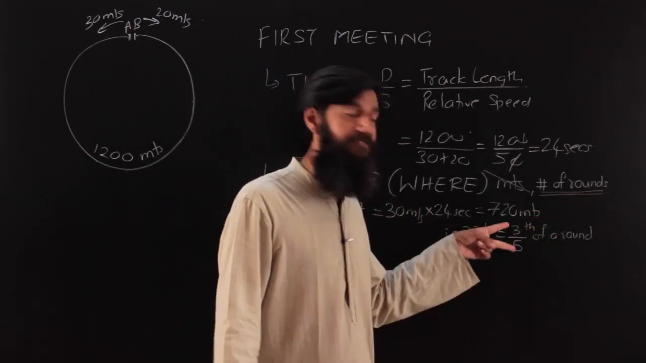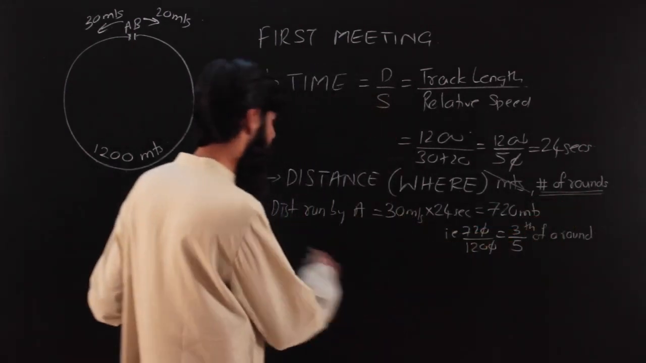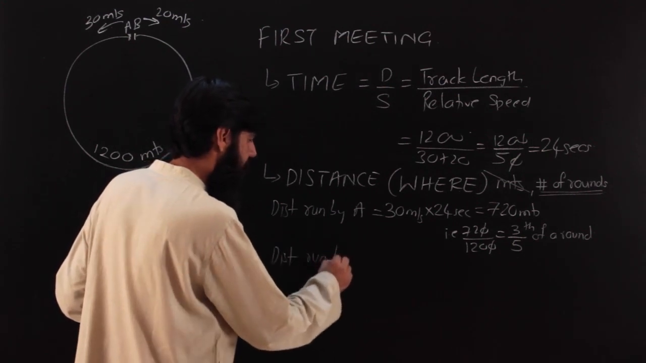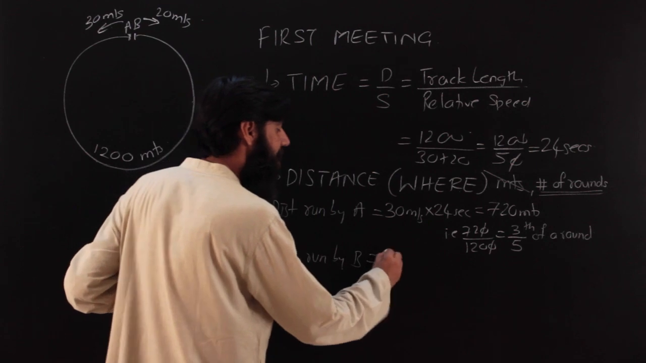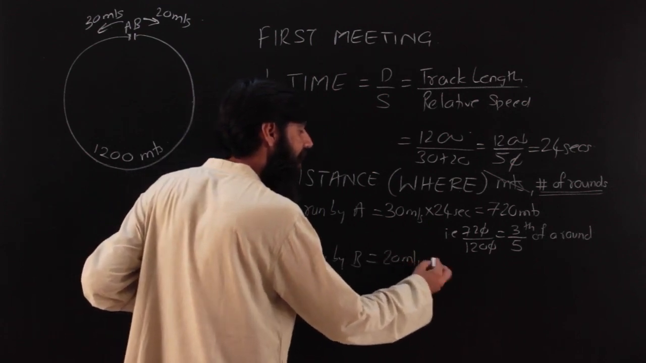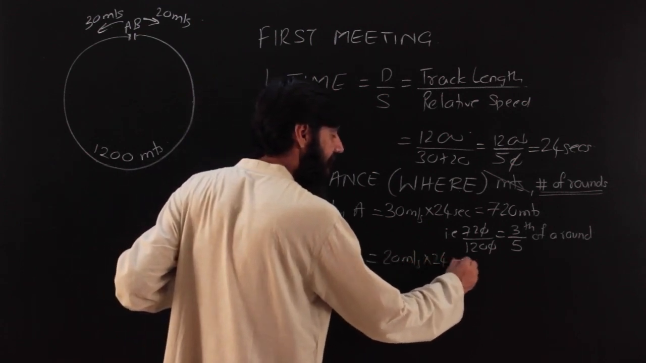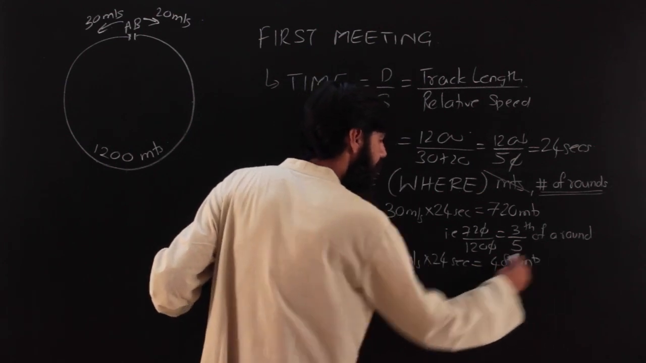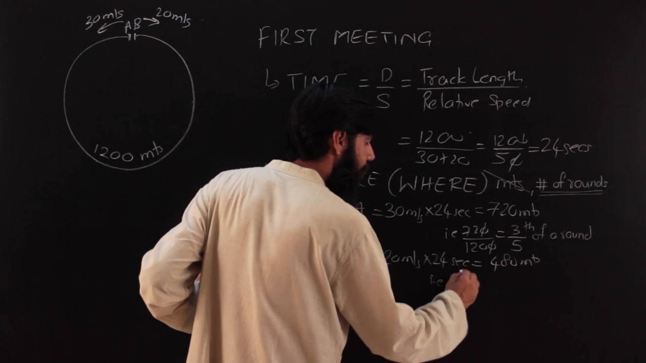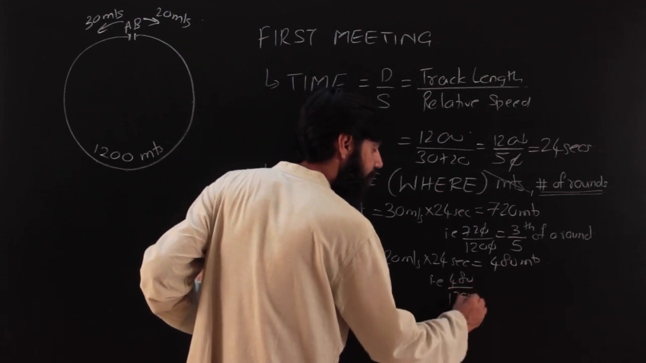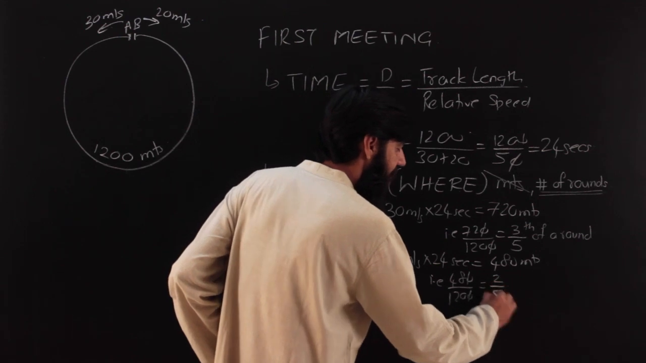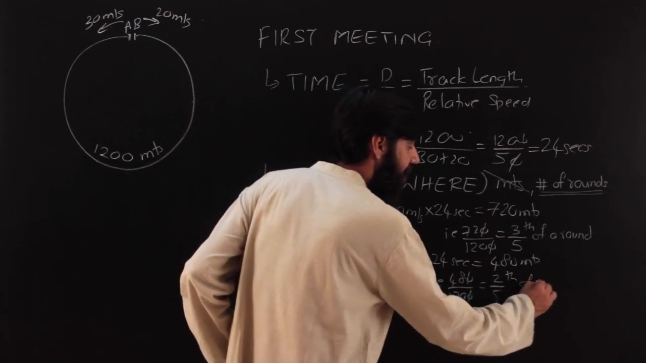Number of rounds, it could be a fraction also. 3/5 of a round. Let's see the distance run by B. B's speed is 20 meters per second. He has the same time, 24 seconds, right? Which is going to become 480 meters. And 480 meters is nothing but 480 by 1200 of a round. That is 24 twos are 48, 25 fives are 125, 2/5 of a round.